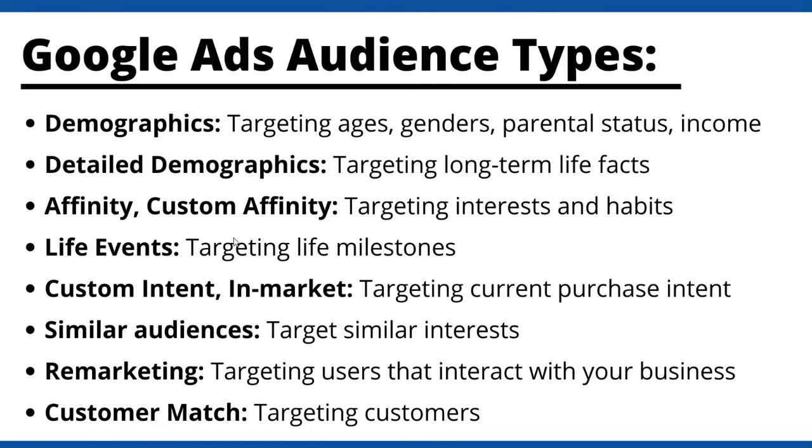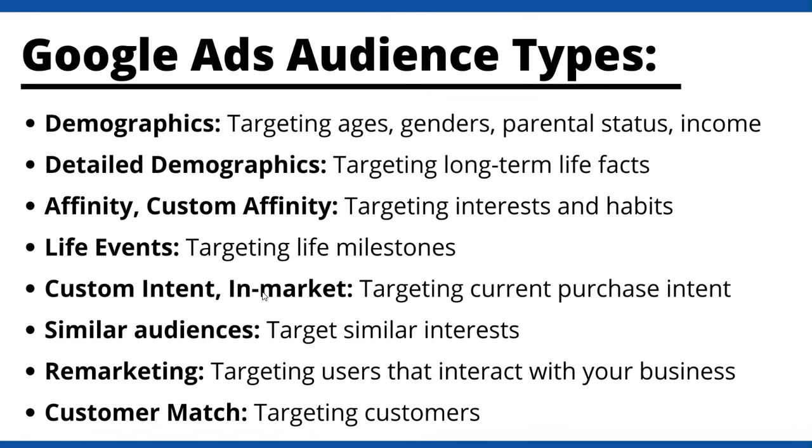Life events, you're targeting life milestones. So for example, someone who recently got married or someone who recently graduated from college, you can target them with your advertisements. Now, as we get a little bit further down, custom intent and in-market, you're targeting people with their current purchase intent. So for example, if we look at the investing interest previously, if you're targeting someone who's in market for a trading platform, that means they're looking at the different options they have in terms of buying, selling stocks, mutual funds, anything like that.